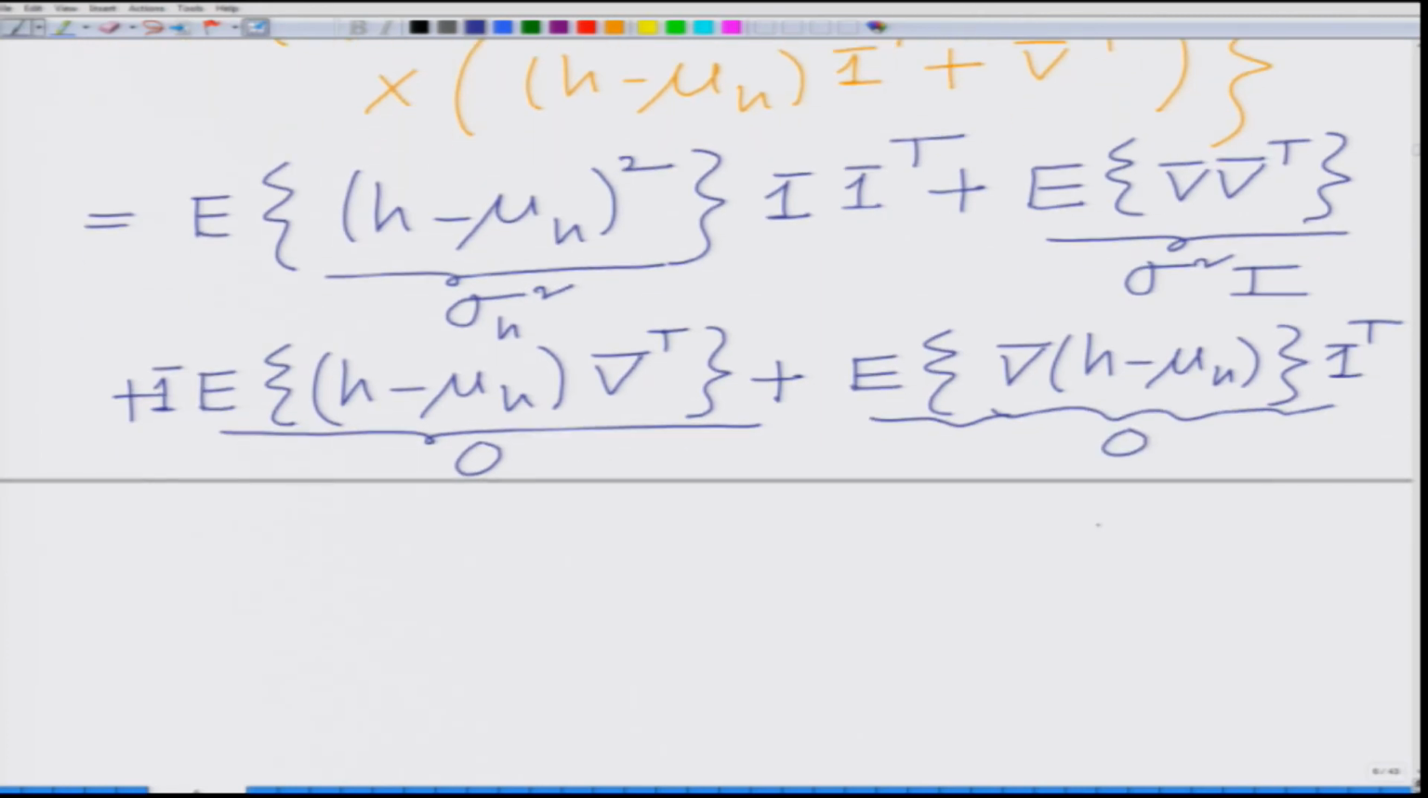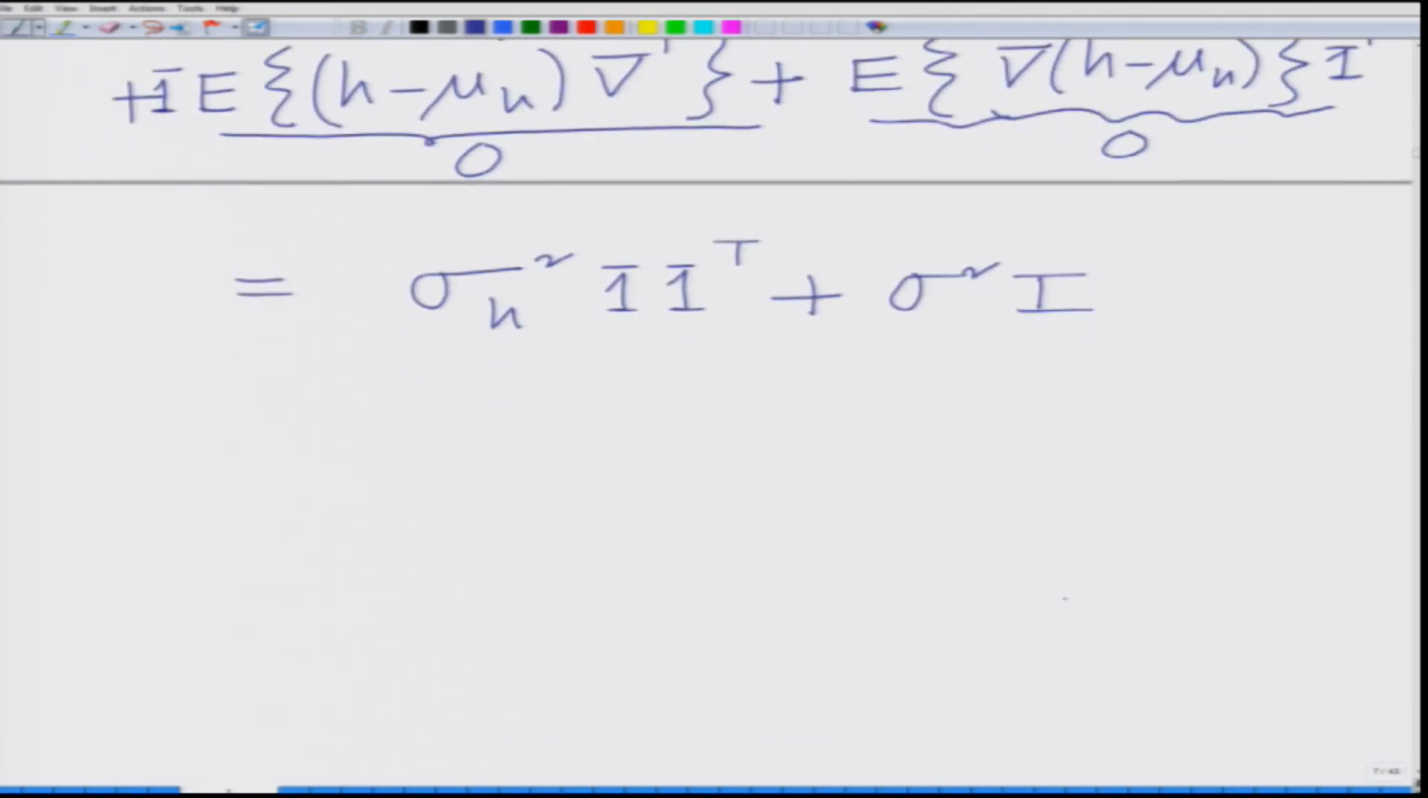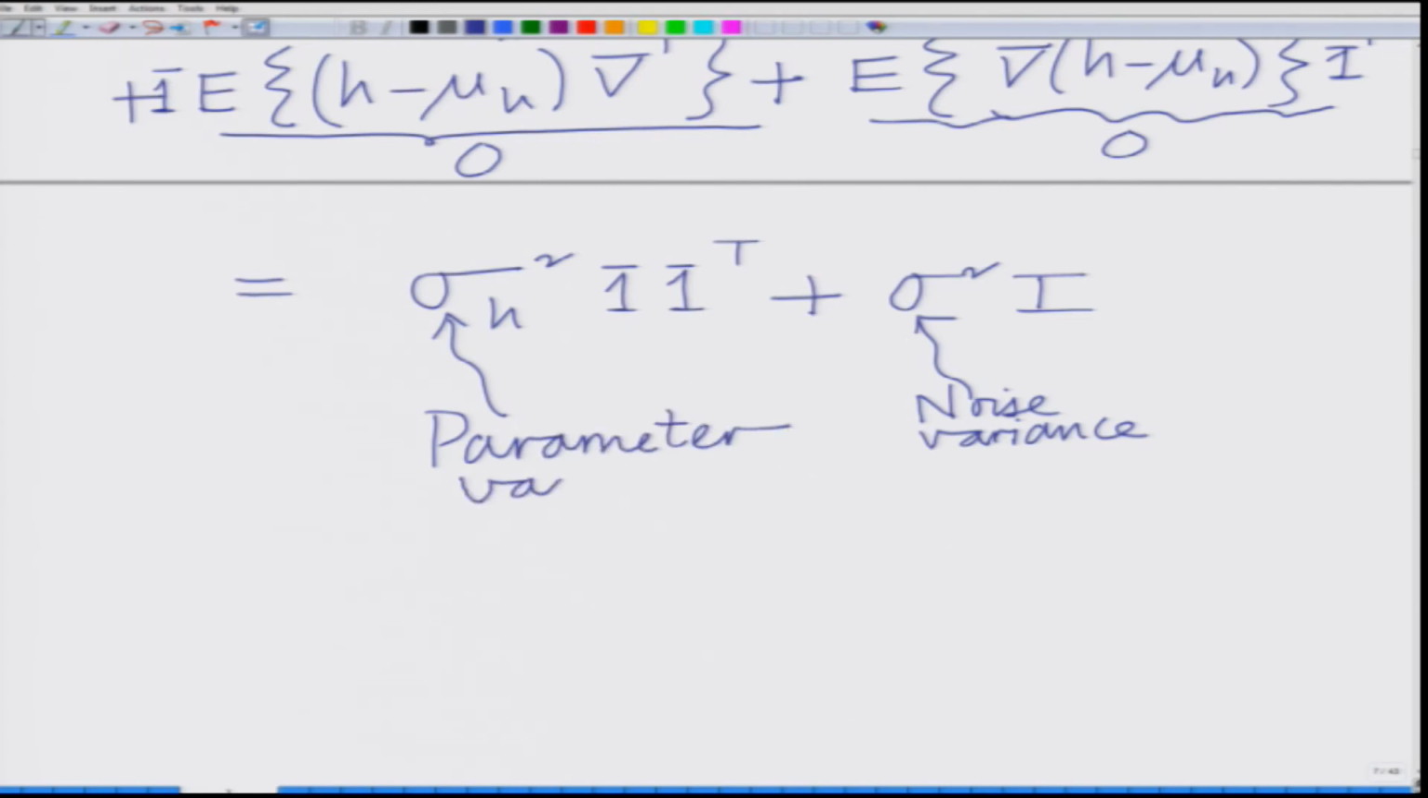So finally, we are left with only the first two terms: sigma h squared times 1 bar 1 bar transpose plus sigma squared times identity. Sigma squared, remember, is the variance of each noise sample. This is the noise variance. And sigma h squared is the parameter prior variance, the variance of the Gaussian parameter. So this is my R yy, which is the observation covariance.